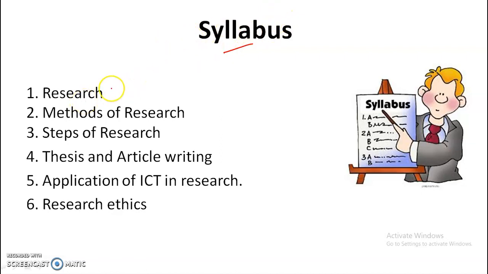See here, a total of 6 topics are there. One is the research, second one is the methods of research, and next steps of research, next thesis and article writing, and applications of ICT in research, and research ethics. So total is 6 topics, and out of these 6 topics, right now in this video we are going to discuss this topic, that is research.